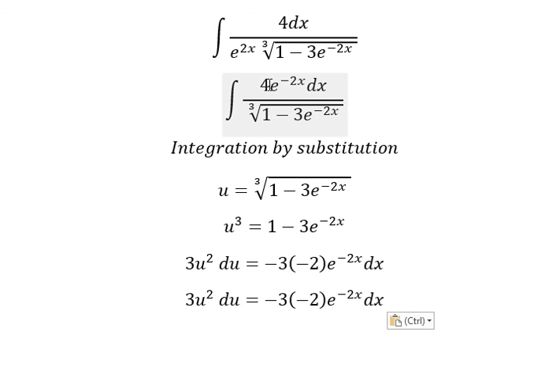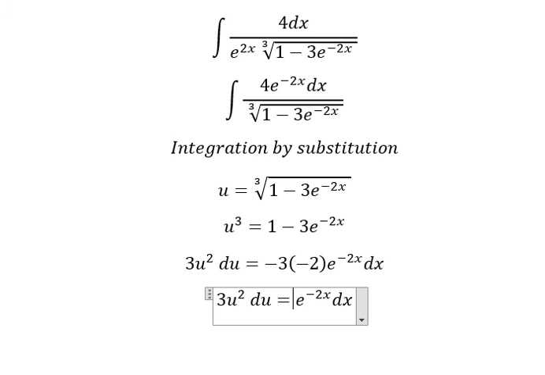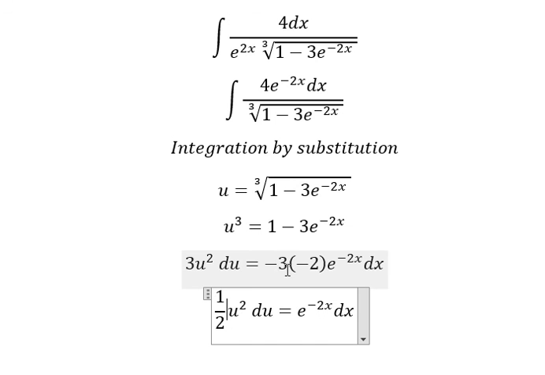Next, this is number 4. So we need to divide both sides by negative number 3, negative number 2. Because negative with negative, you got positive. So 3 divided by 6, you got 1 over 2.